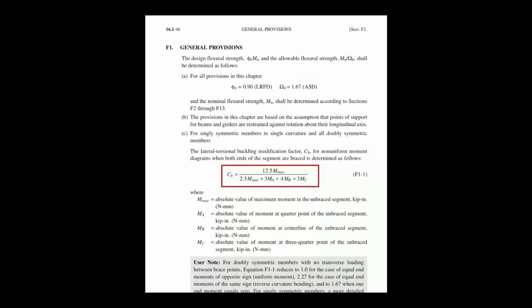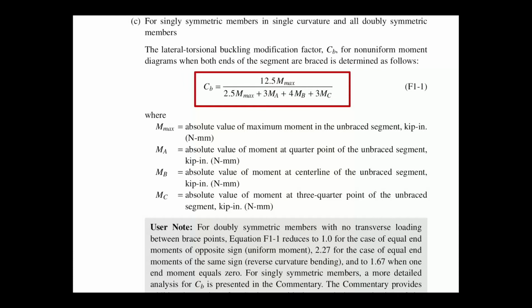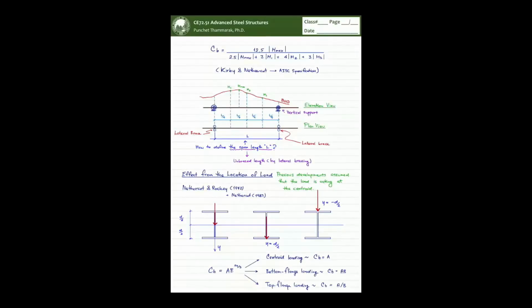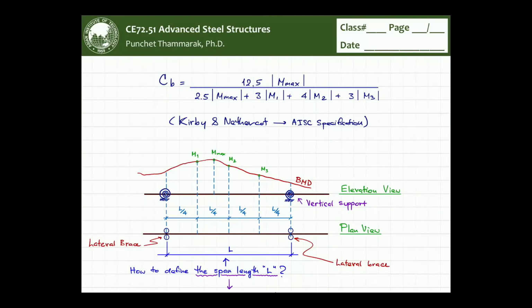We have this equation from AISC. It says clearly that it is the absolute value. It is the absolute value. So regardless of the sign, you take the absolute value. So I put in this page to make it very clear that we are talking about the absolute value of the moment.